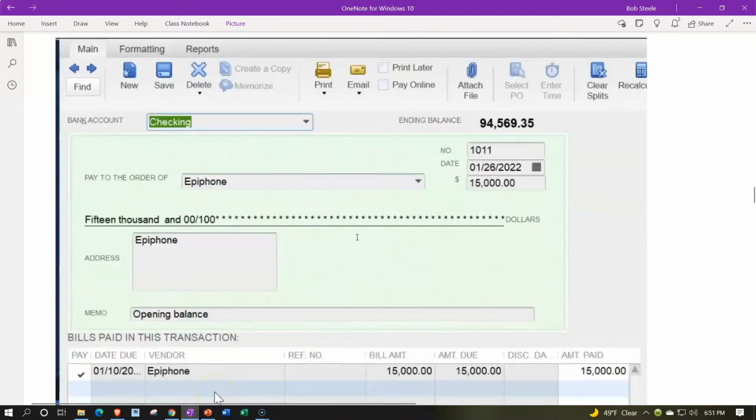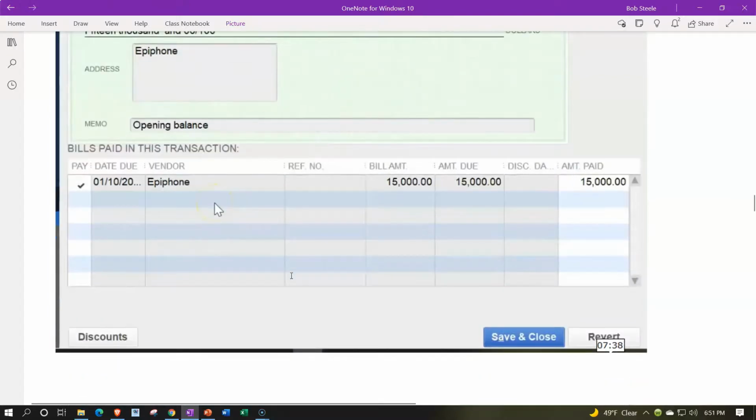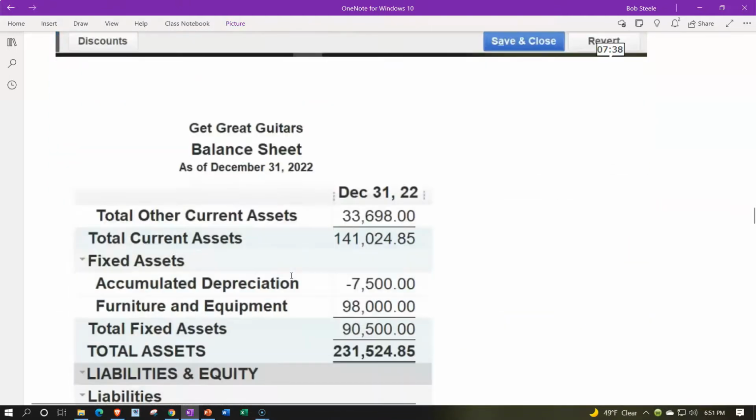Here, if we go into the actual check, it looks like a check. If I double click on it, it doesn't take us back to that pay bill form, but the bottom of the check specifically says bills paid in this transaction, and it's showing you that it's a pay bill type of form down there. So it's a decrease to the checking account, looks like a check, but it's a specific check that's paying off a bill, and therefore if you want to know what we actually purchased, you would need to go to the bill to determine that typically.